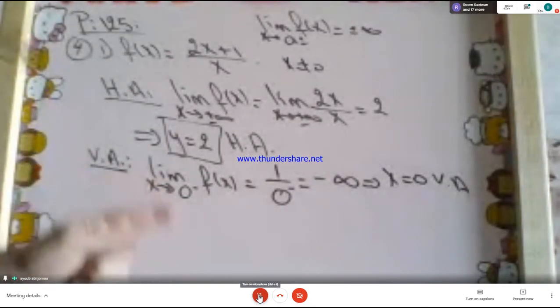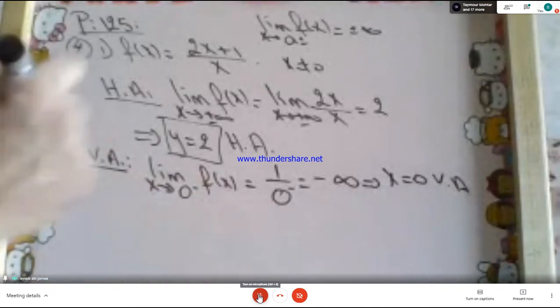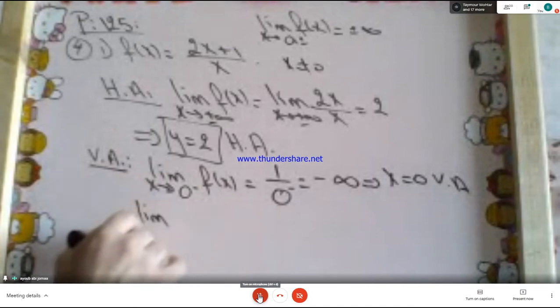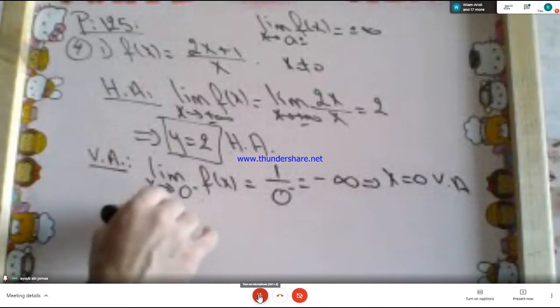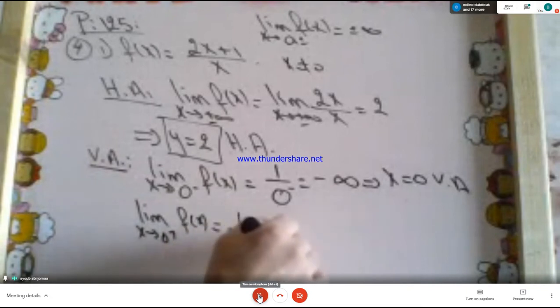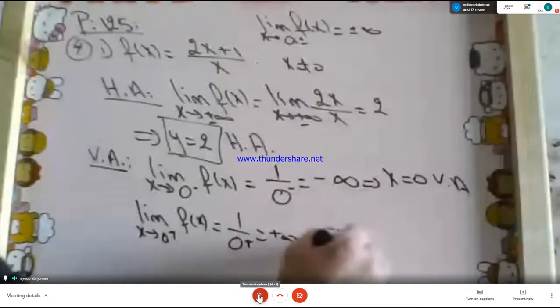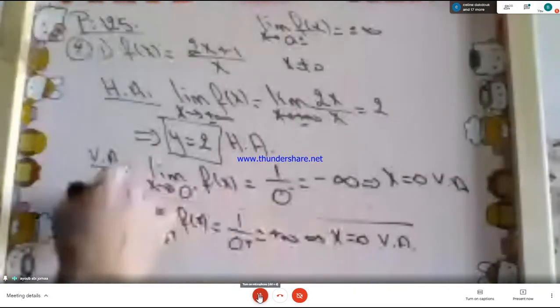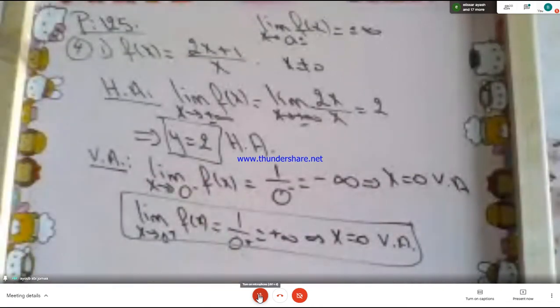I said you find one of these things. It makes no difference. If a student wrote limit as x approaches 0 plus of f of x, it's 1 over 0 plus, which is positive infinity, then x equals 0 is a vertical asymptote. This is also correct. Of course, you don't have to write both, one of them.